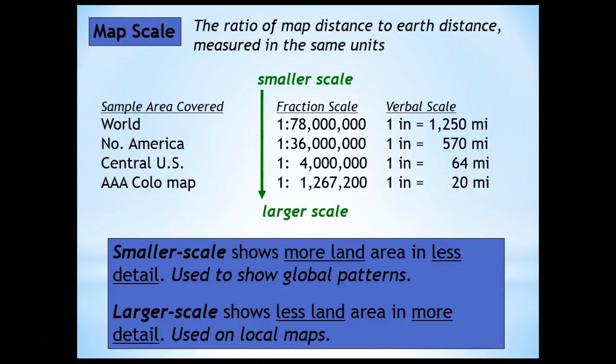So as you move through the different scales, you think about like Google Earth, for example, or Google Maps. You zoom out, the scale gets smaller. You zoom in, the scale gets bigger. You see less land area. 1 inch equals 20 miles at the local level versus 1 inch equals 1,250 miles at the world level. So it's kind of like an inverse. Smaller scale, less detail. Larger scale, more detail.